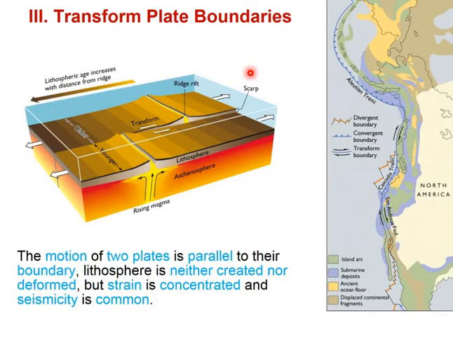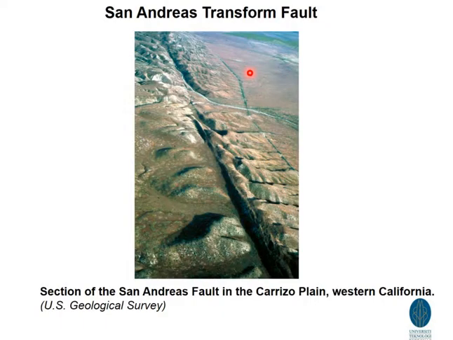Transform plate boundaries refer to the motion of two plates parallel to their boundary. Lithosphere is neither created nor destroyed. Seismic activity is common at these plate boundaries. Strain is often concentrated at plate boundaries. The typical example of a transform plate boundary is the San Andreas Fault in California.